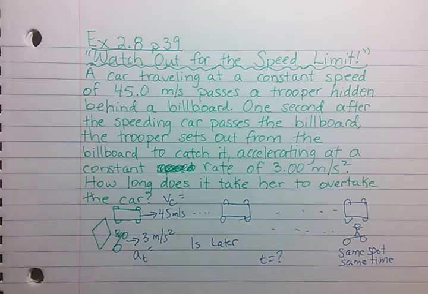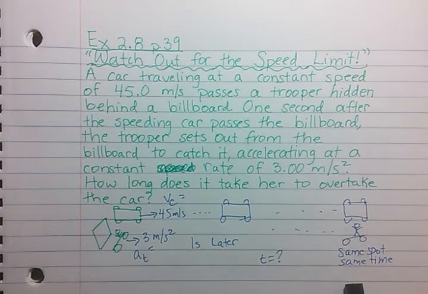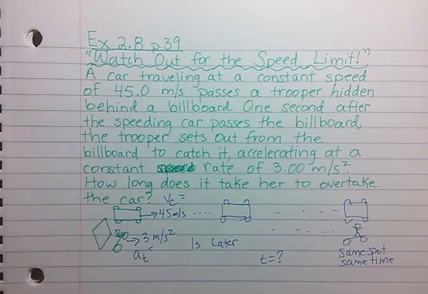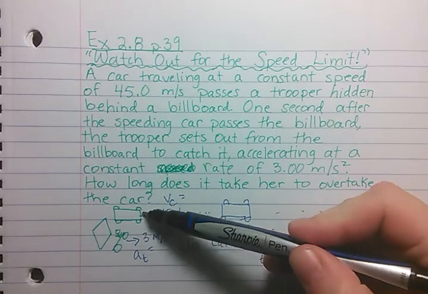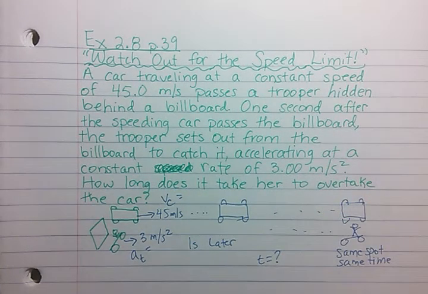Now, you may not really know where to go from here. Like I said earlier, this is the key. The trooper and the car will be in the same spot at the same time. So what we need to do is set up an equation for the position of the car, and an equation for the position of the trooper. If we set those equal to each other, because they'll be in the same spot at the same time, and solve for time, we can easily solve this problem.